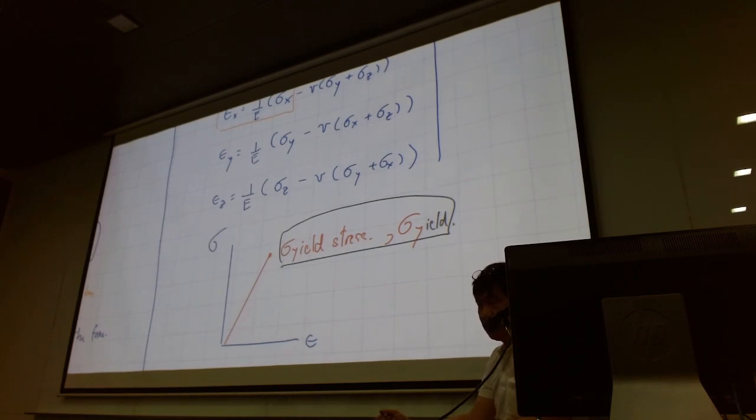If it's beyond this, we consider it a failure. We consider that we cannot do any more analysis, we cannot do any more calculation because our knowledge is limited to just a straight line, to linear relationships. Which means you have to understand the proper values for the yield stress.